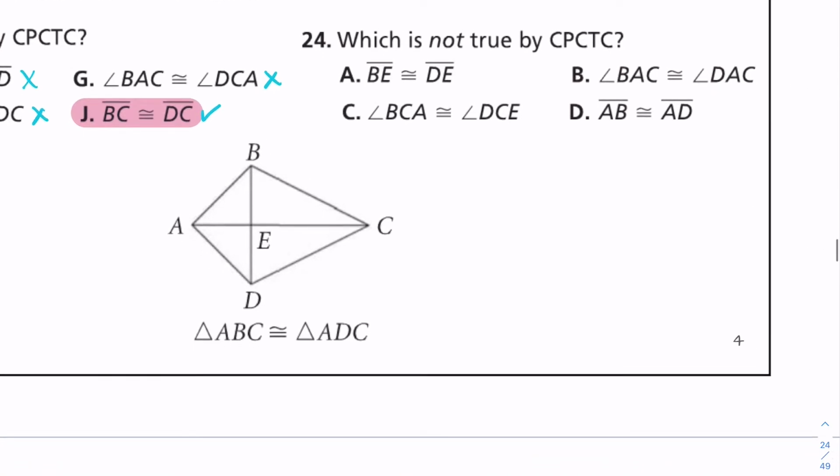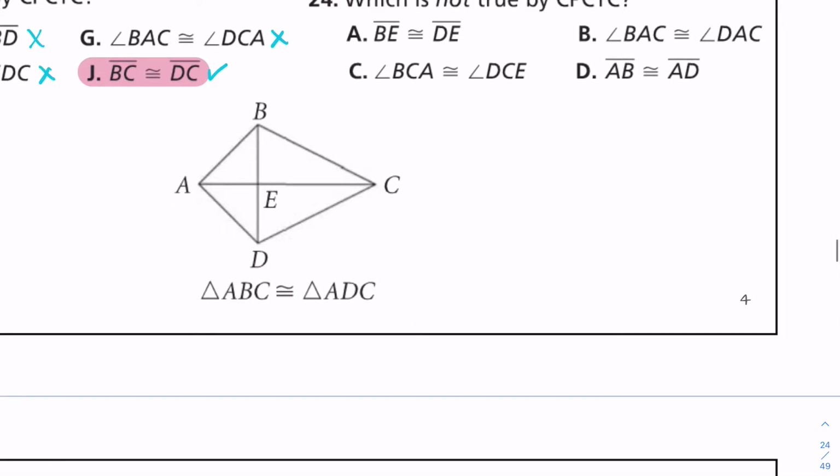Which one is not true by CPCTC? Let's take a look. BE. Let me start with these angles. BCA. Let's take a look at that one. BCA and DCE, DCA. Let's see which one's not true. All right, let me actually mark up this diagram. ABC is congruent to ADC. So I'll put a tick mark there and here and there and there, and then I've got angles.